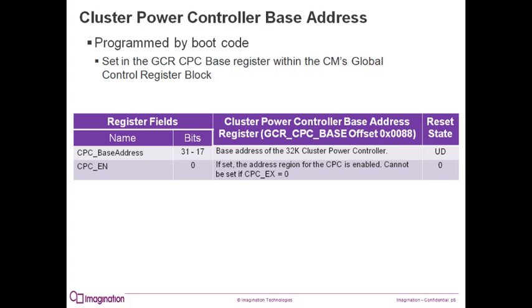Now I'll show you some code to load the cluster power controller base address into the GCR CPC base address register. First, the base address of the global control register is loaded into A1. Then the base address of the cluster power controller register is loaded into A0. And last, the cluster power controller base address in A0 is stored to the cluster power controller base address register using the offset into the GCR that is stored in A1.